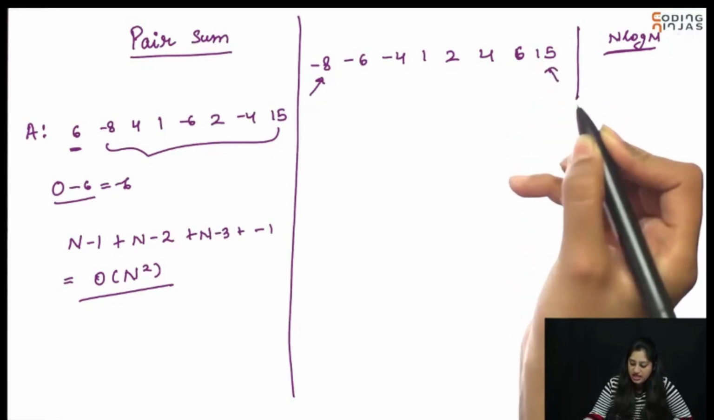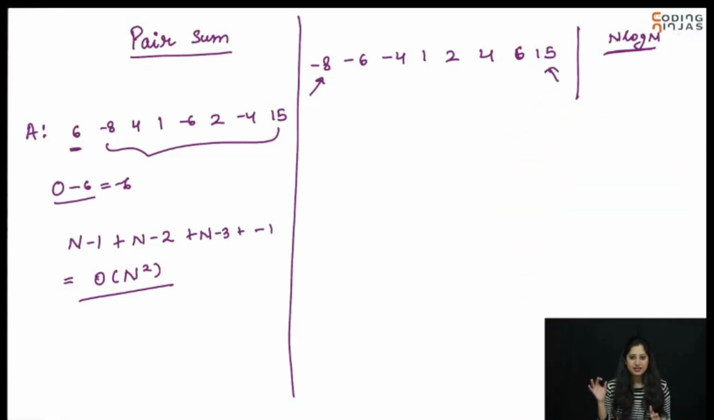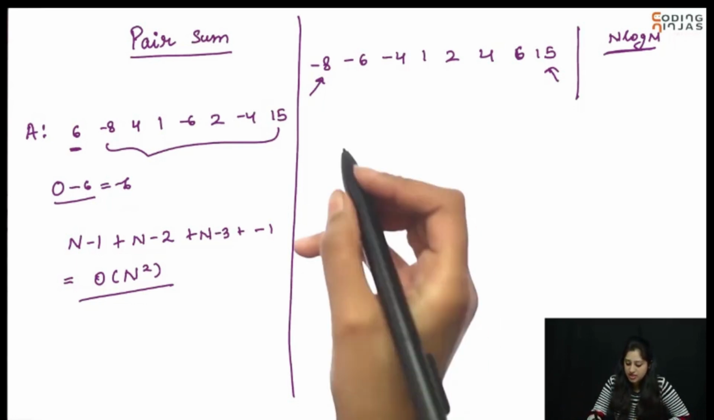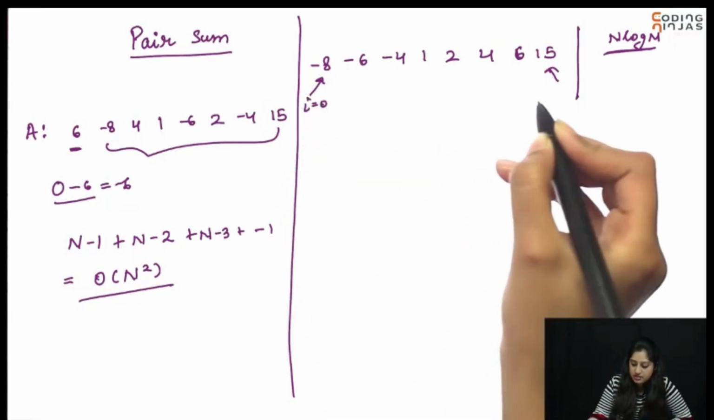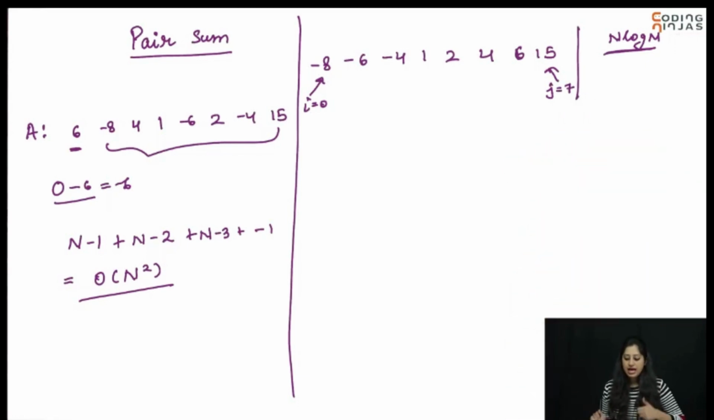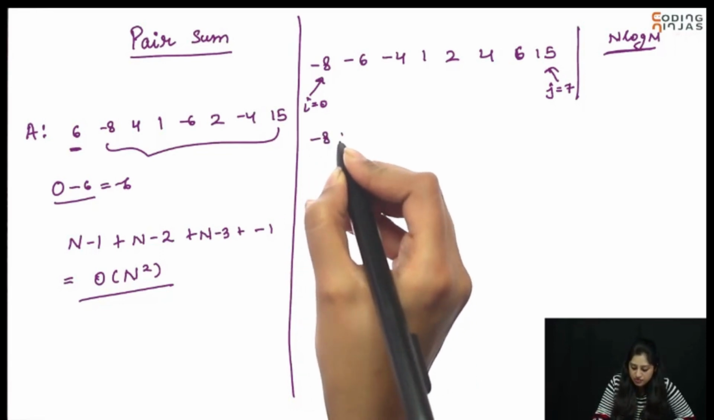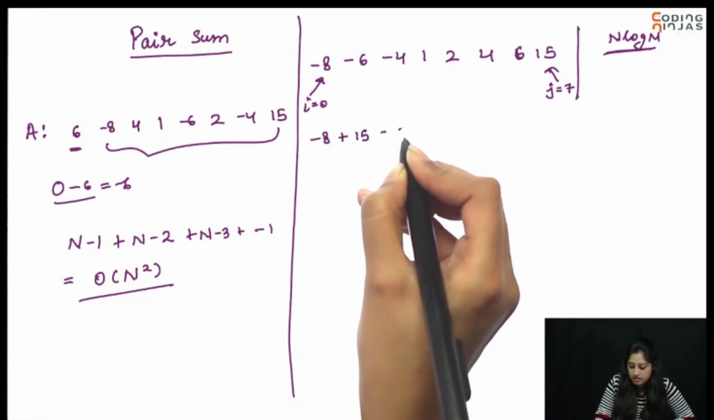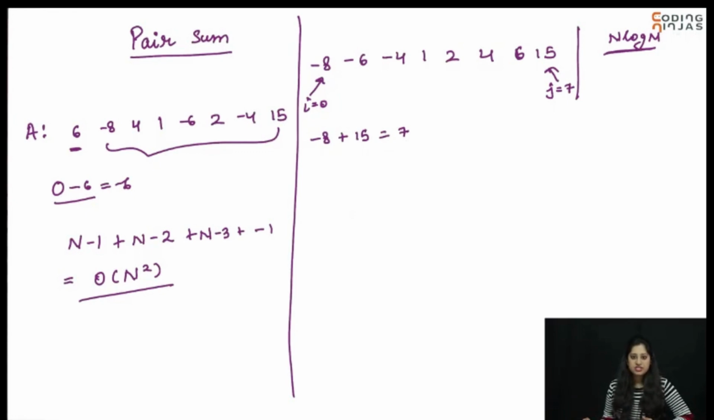Let's first try adding the smallest element and the largest element. The smallest element of the array will be the first element, since the array is sorted, and the largest element will be at the last. So i at 0, j at the last. Add the elements at i and j. So minus 8 plus 15 comes up to be 7.